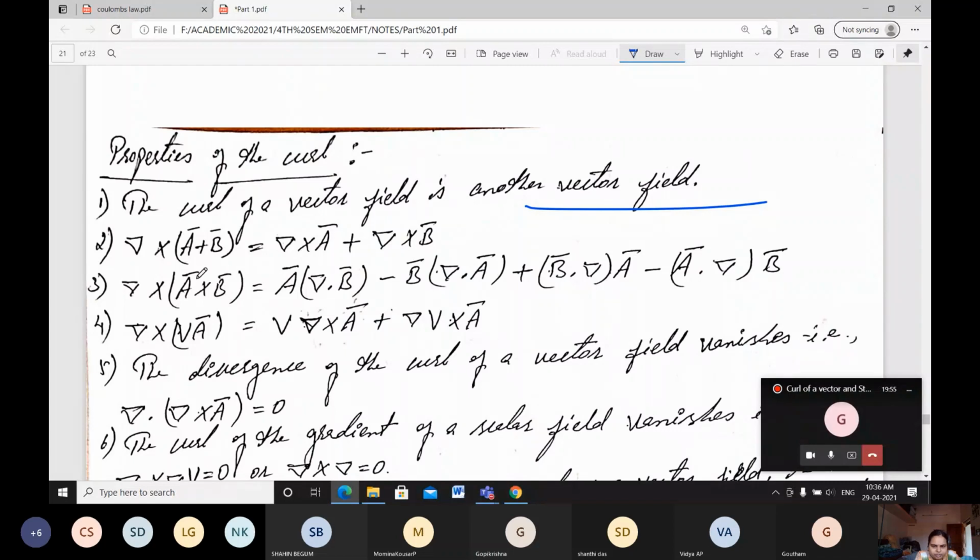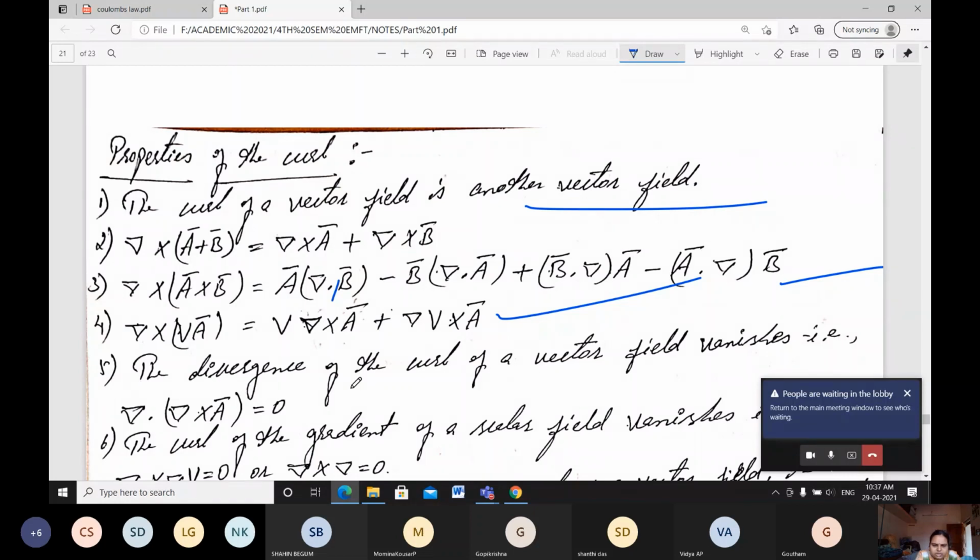Then when it is going to be multiplied, you will be getting vector A times del dot vector B, minus vector B times del dot vector A, plus vector B dot del of vector A minus vector A dot del of vector B. Then del cross of V times vector A is going to be V del cross vector A plus del V cross vector A.